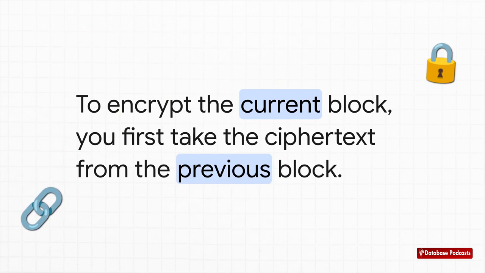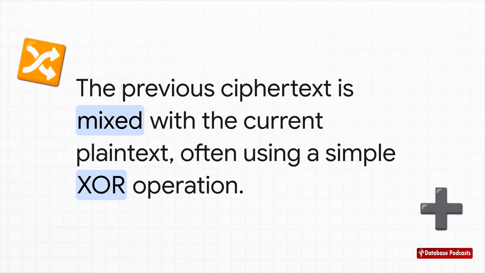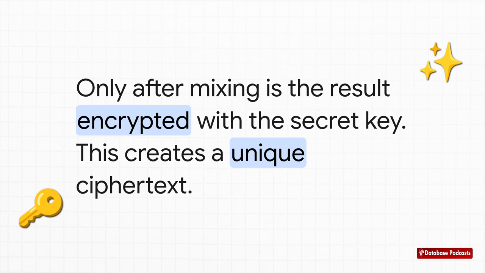All right, let's walk through how this works. To encrypt the block we're currently on, you first take the ciphertext from the previous block. Then, you mix that previous ciphertext with the current plaintext block, usually with a really simple and fast operation called XOR. This basically scrambles it all up. And only then do you encrypt that scrambled mess with the secret key. This creates a brand new, unique ciphertext that then becomes the starting point for the next block in the chain.